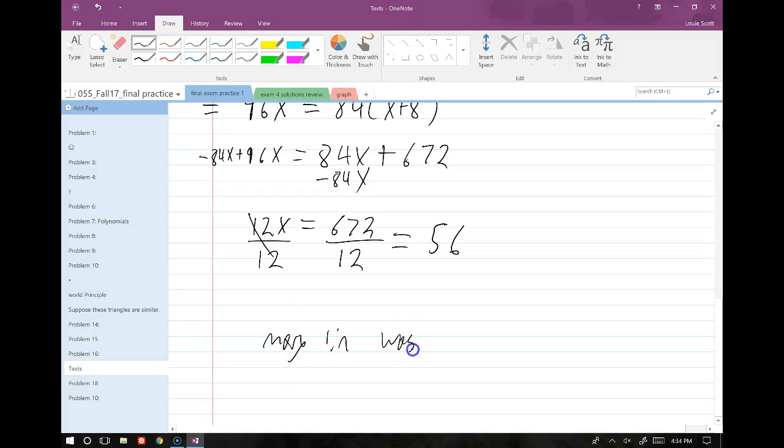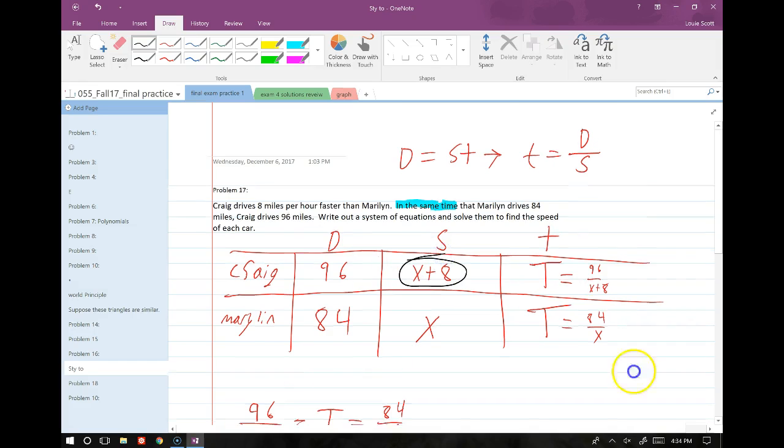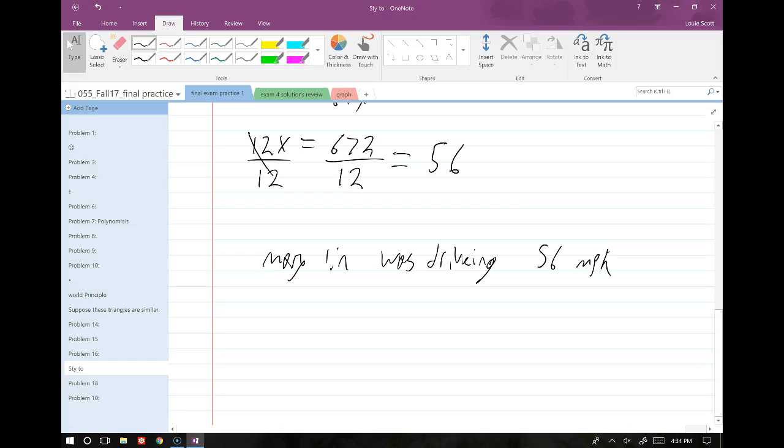So Marilyn was driving 56 miles per hour. And then in the next line, which I'll skip because we're hurrying, you'll say Craig drives that plus 8. So Craig's driving at 64 miles per hour.